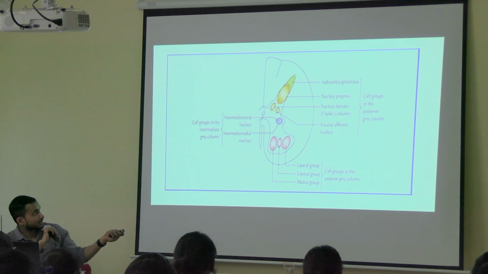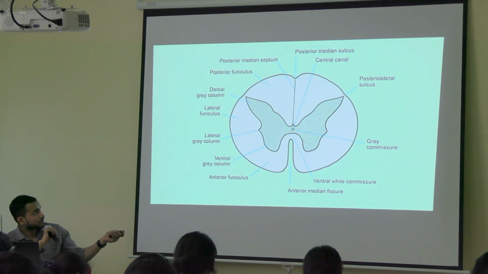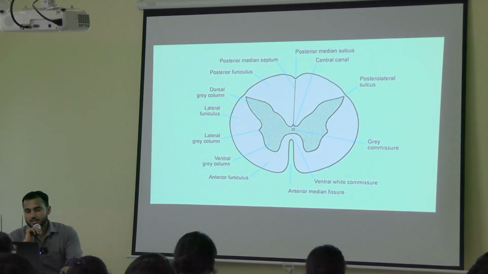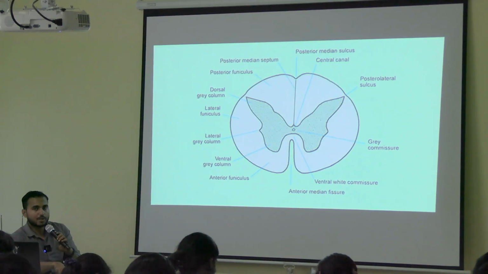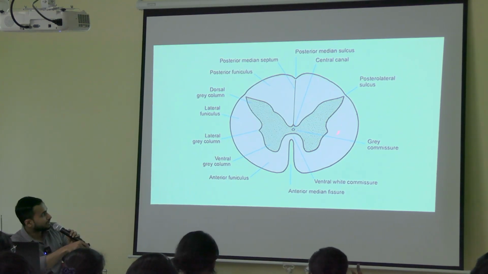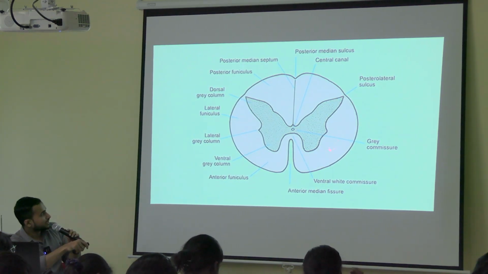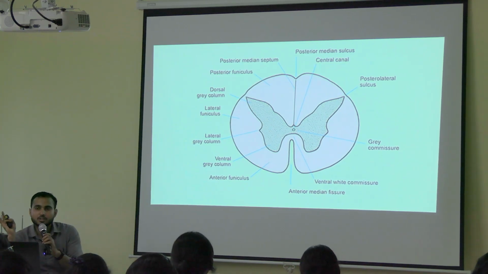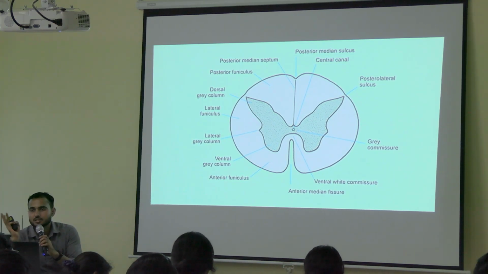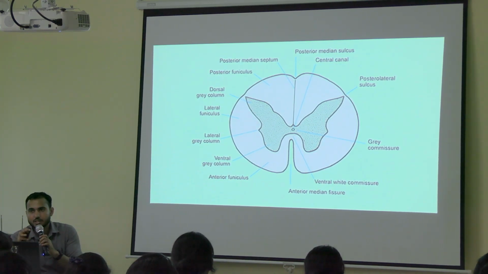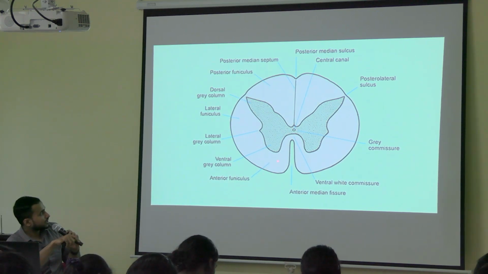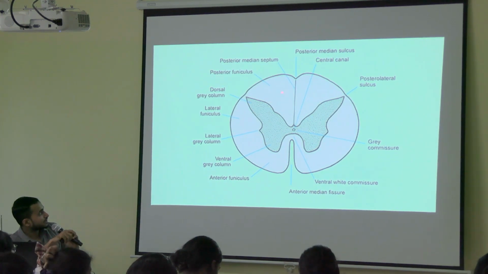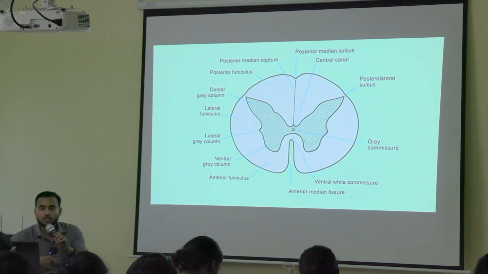Wait, let me show you the diagram. Yeah. Now, here you can see the white matter. तो white matter कहाँ पे है? ये देखो, ये पूरा white matter है, ठीक है? Now, this white matter is divided into three columns, or they are called funiculus. Okay. This is the anterior funiculus, this is the lateral funiculus, and this is the posterior funiculus or posterior column.